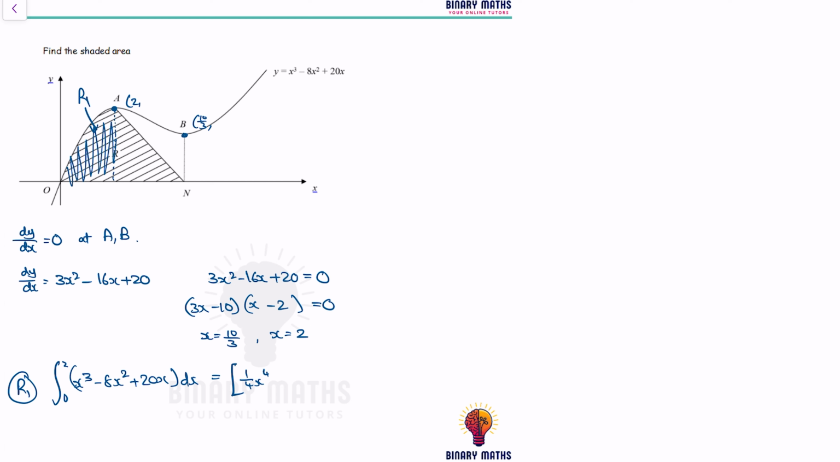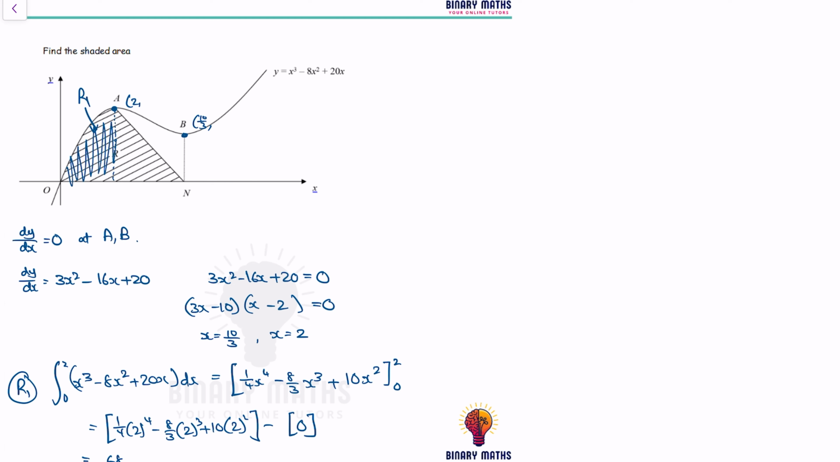A quarter x to the power of 4 minus 8 over 3 x cubed plus 20 over 2, which gives me 10x squared. Between substituting 2 in first and then 0, which is the same thing as a quarter times 2 to the power of 4 minus 8 over 3 times 2 cubed plus 10 times 2 squared. When I substitute 0 in, I know I get 0. So a quarter times 2 to the power of 4 is 4, take away 64 over 3 plus 40 gives me 68 over 3. So that's region 1.